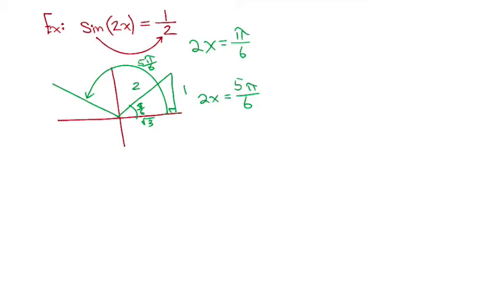So if it's pi over 6, what do I add on to get all the answers? 2 pi k. So add on 2 pi k to both of them. And this is where people make their mistakes. They jump into solving for x before they put in the 2 pi k. You can't solve for x until you have the 2 pi k involved.